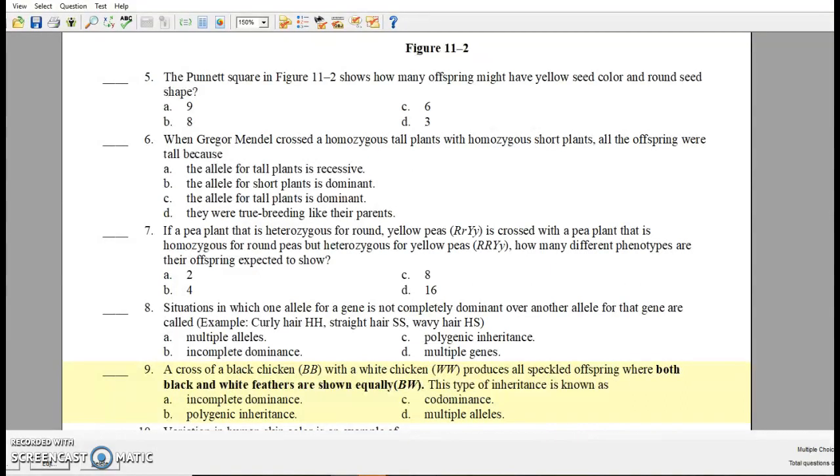Number 9, a cross of a black chicken, big B, with a white chicken, big W, produces all speckled offspring, or we called it the black and white checkered chicken. Both black and white feathers are shown equally. This type of inheritance is known as C, codominance. Codominance means that they are both equally dominant and equally expressed.